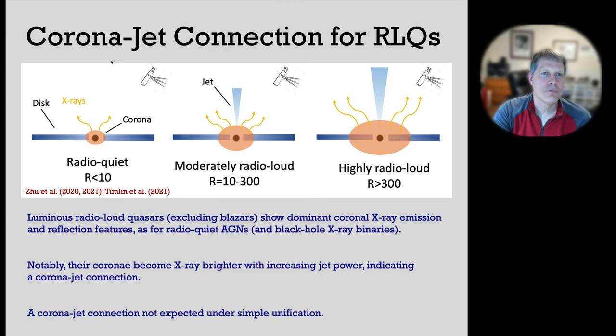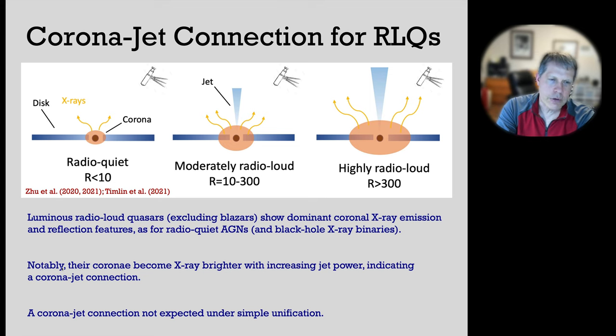Another one involves the observed corona jet connection for radio loud quasars. It now seems pretty clear, based upon recent work, that luminous radio loud quasars, excluding the blazars, where you have this beamed component as I talked about, show dominant coronal X-ray emission and also X-ray reflection features, just like you would expect for radio quiet AGNs. So we believe that the X-ray emission from most typical radio loud quasars is coronal in nature, just like for the radio quiet AGNs, which is good. That's what you would expect according to the unified model.